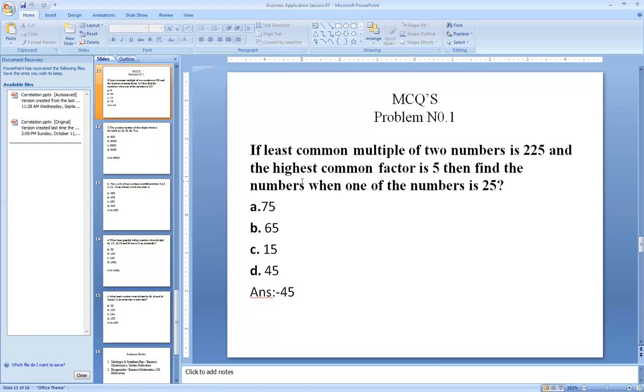Here we have to find the number when one of the numbers is 25. They have given the LCM value as 225 and the HCF value, so it is H into L divided by either A or B. So B equals H into L divided by A, that is 25. After finding it out, the answer is 45. Among the options, the answer is 45.